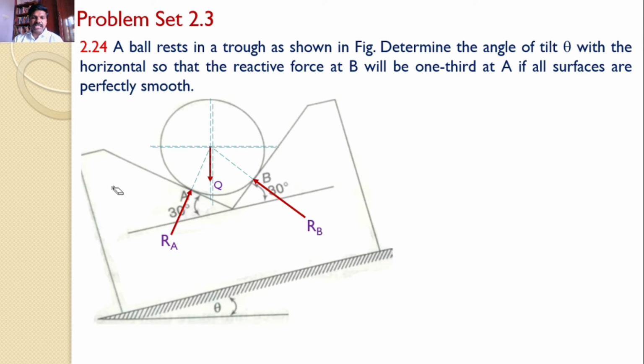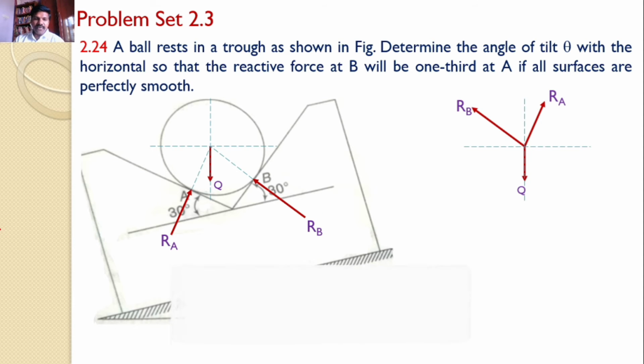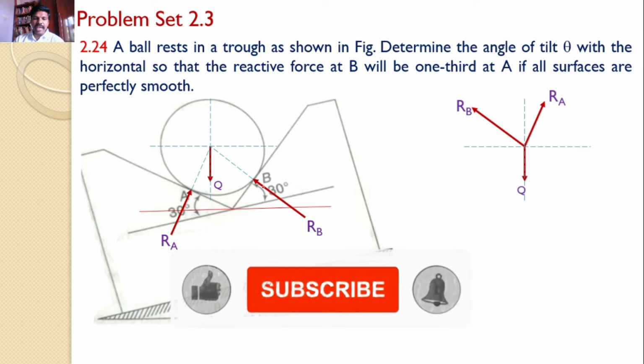Now let us transfer all these forces onto a separate XY plane so that we can easily analyze this problem. The first force is Q, which acts along the vertical direction. The next force is RA, which is inclined. And the next force is RB, which is also an inclined force. Now our interest is to find the angles made by this RA and RB with either horizontal or vertical.